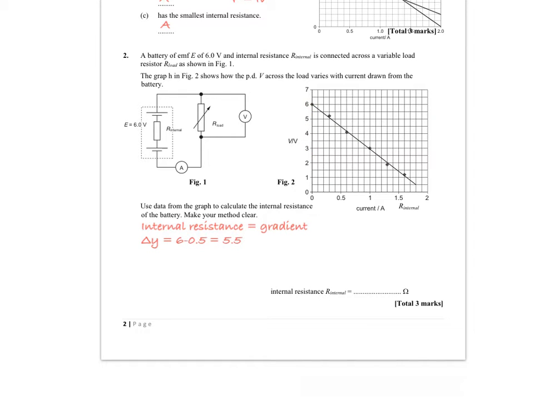So 6 minus 0.5 gives us 5.5 volts, and then my change in x is across a whole range of data, 1.8 minus 0, so 1.8 amps. Then change in y over change in x is the gradient, V over I, which gives me 3.1 ohms.